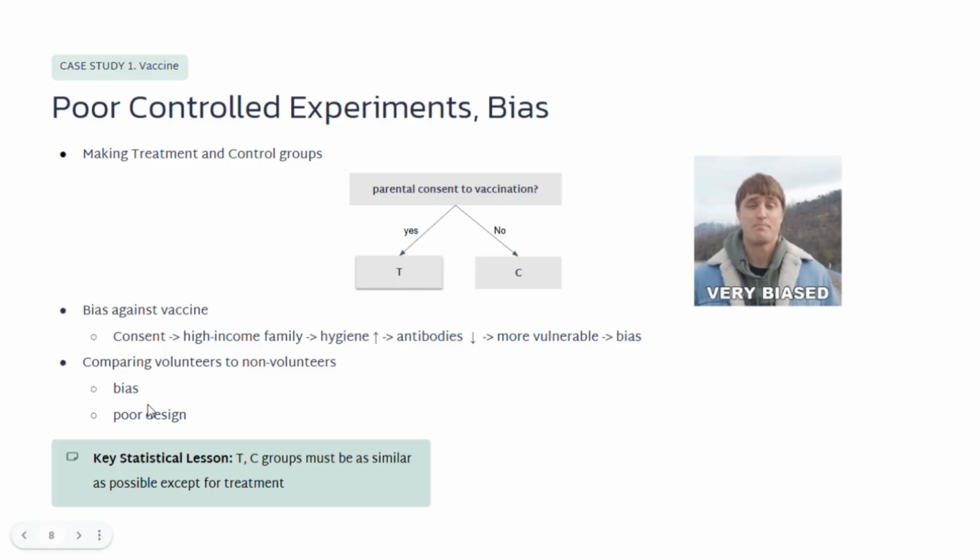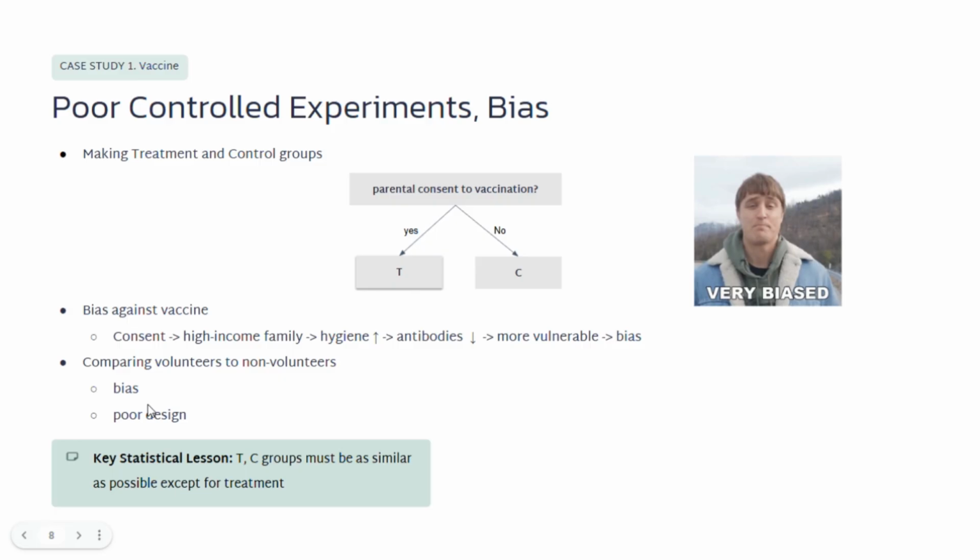So you have put subjects which are more vulnerable to the virus in your treatment group, and then you want to compare your treatment group to your control group. These two groups are not similar. This is the bias. Comparing volunteers to non-volunteers here biases the experiment. That's why this is a poor design, better than uncontrolled, but still a poor design.